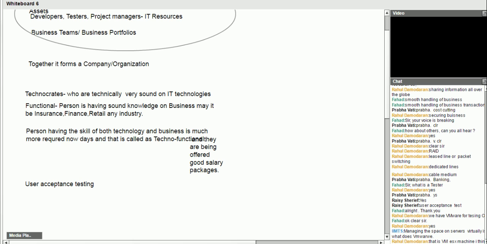I don't know because I have not worked on this particular technology, VMware, but whatever I have read about it, from that I can make out that it is about managing the space on your servers virtually. That means physically you don't have to get into the servers every time to check the space. With the help of VMware, you will be able to check virtually how much space is available on that machine.